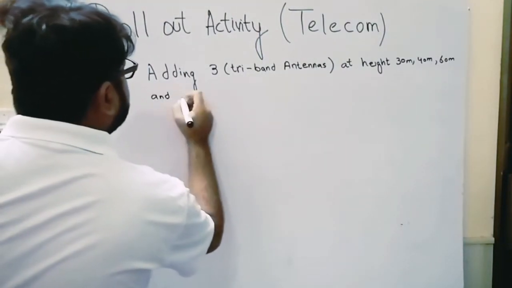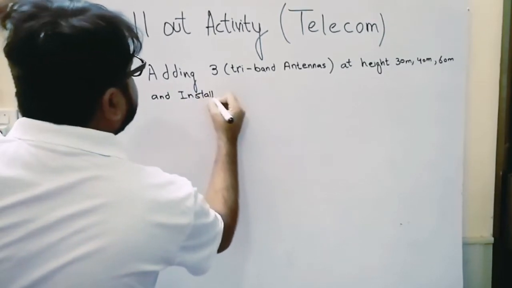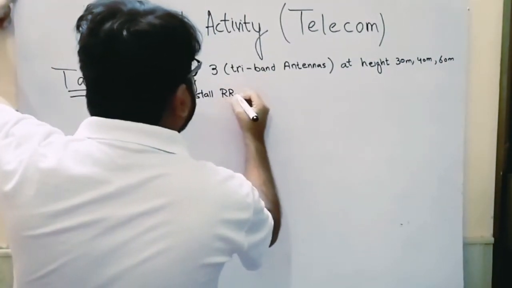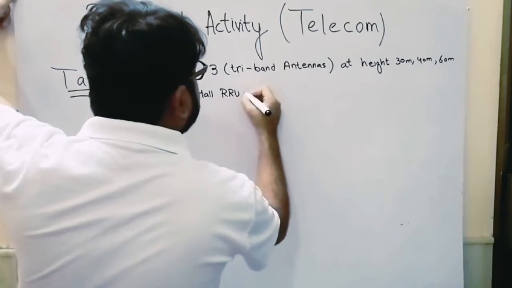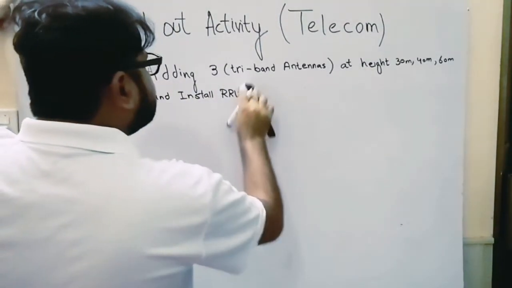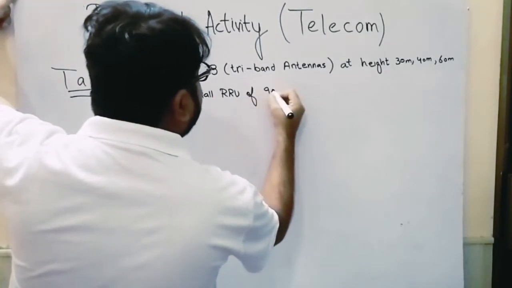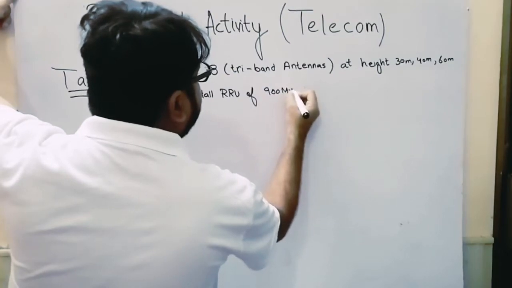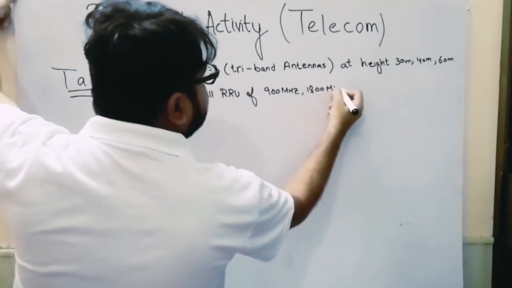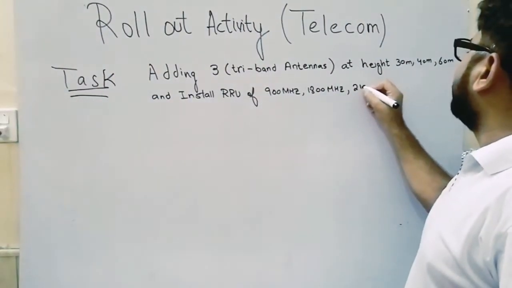And install a radio remote unit of 900, 1800 and 2100 megahertz.